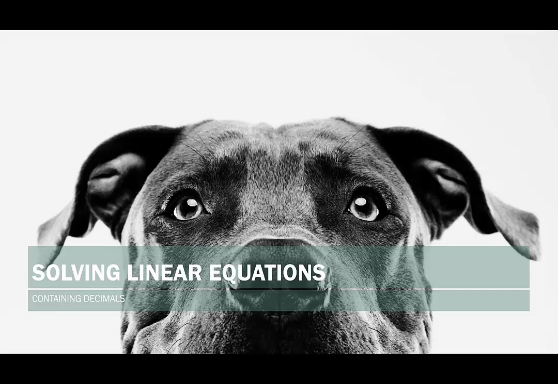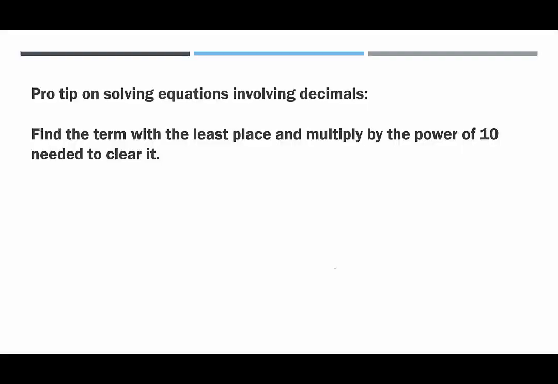In this video, we're going to look at solving linear equations that contain decimals. My pro tip for solving equations that involve decimals is: find the term with the least place and multiply by the power of 10 needed to clear it. So for example, if all your terms contain just one place behind the decimal point, that's the tenths place, you would want to multiply by 10.